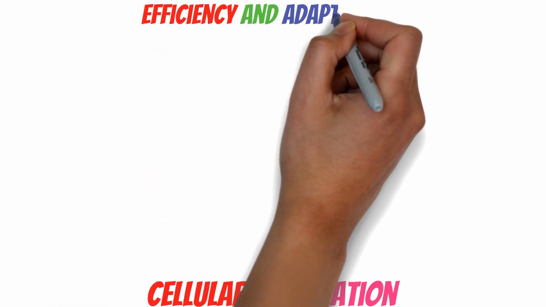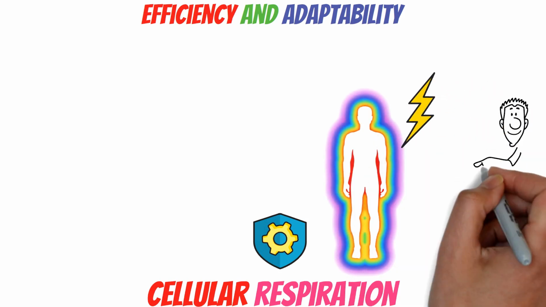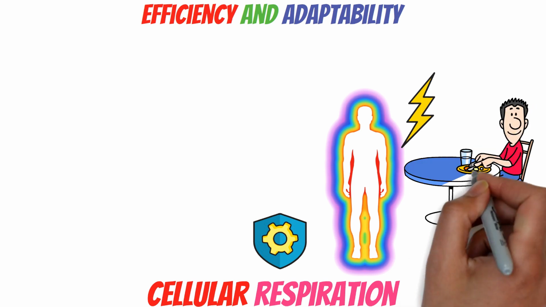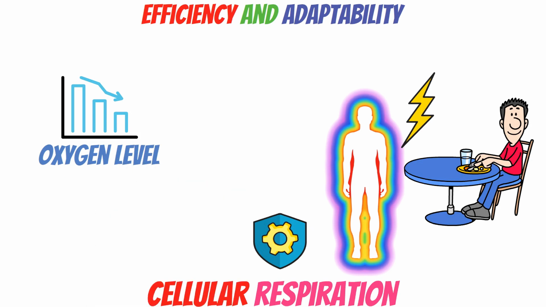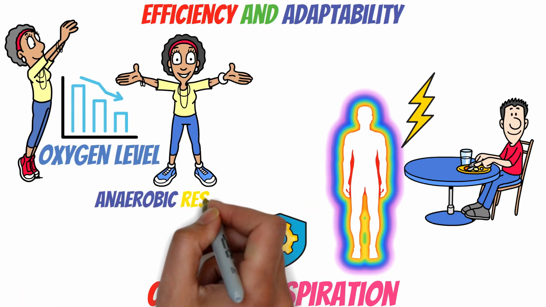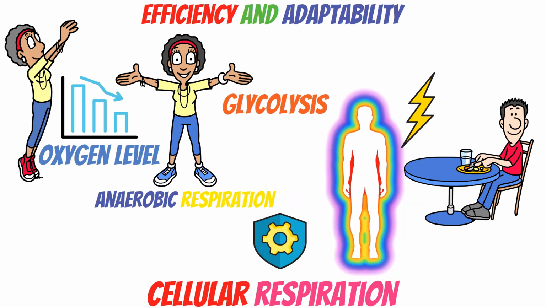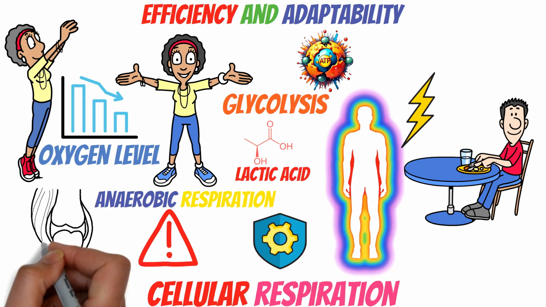Efficiency and adaptability. Cellular respiration is incredibly efficient, allowing your body to extract as much energy as possible from the food you consume. But the process is also highly adaptable. When oxygen levels are low, like during intense exercise, your body can switch to anaerobic respiration, relying more on glycolysis to quickly produce ATP. However, this comes at a cost. Anaerobic respiration is less efficient and produces lactic acid, which can lead to muscle fatigue.